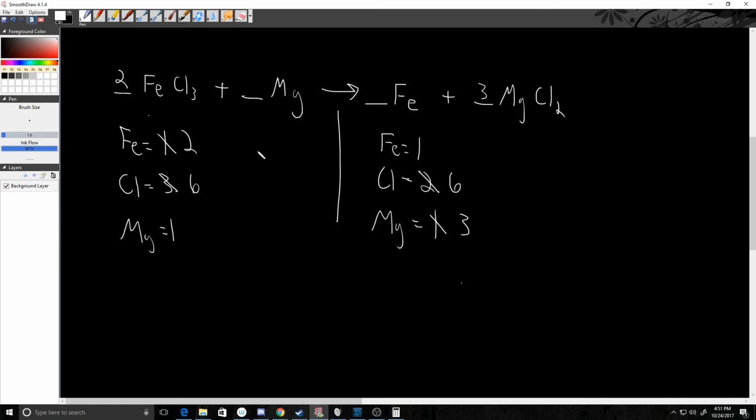All right, so now let's start off at the top. I have 2 irons here, 1 iron here. Well, 1 times 2 gets me to 2. My chlorines are still at 6 and 6. I have 1 magnesium on this side, 3 magnesiums on this side, so I know 1 times 3 is 3. So now, looking across, all of my things are balanced now.